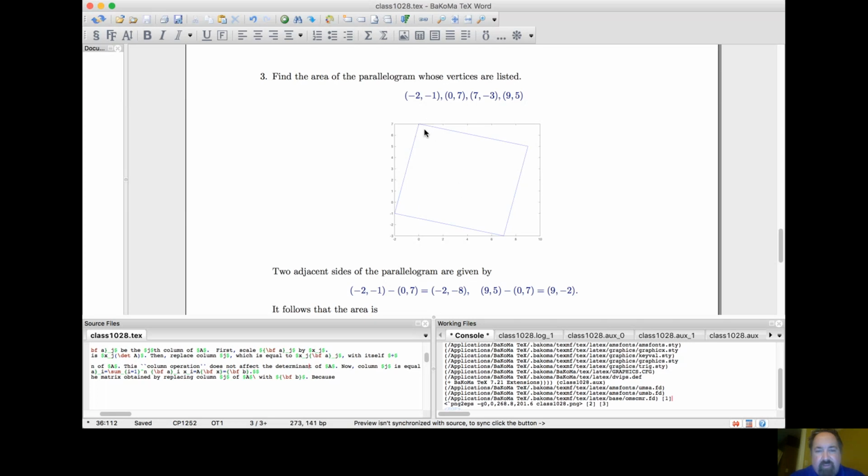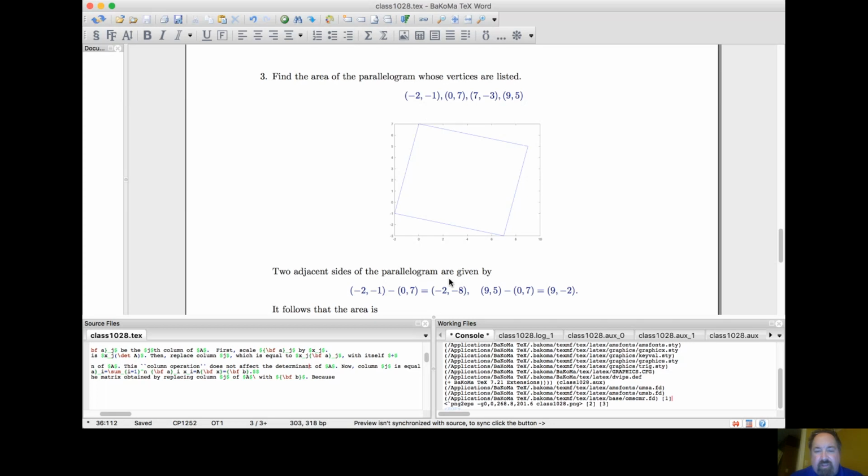Similarly, I have the edge that starts here at the same point and goes over here. So that's 9, 5, minus 0, 7. So from there, I get vectors that define two adjacent sides of a parallelogram. So I have this vector that's minus 2, minus 8, and then this vector is x coordinate 9, y coordinate minus 2.